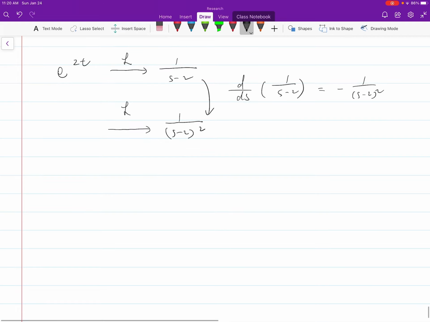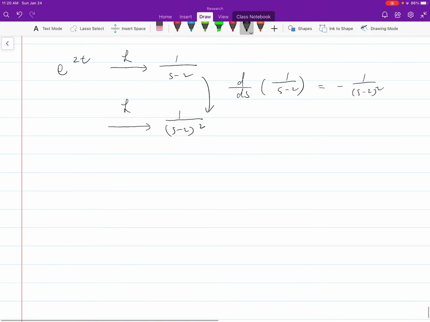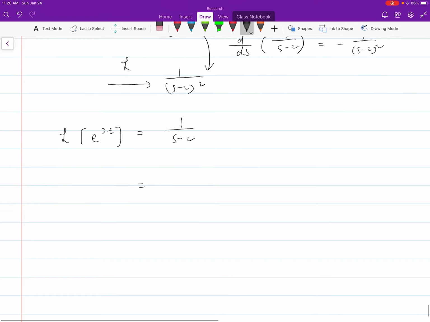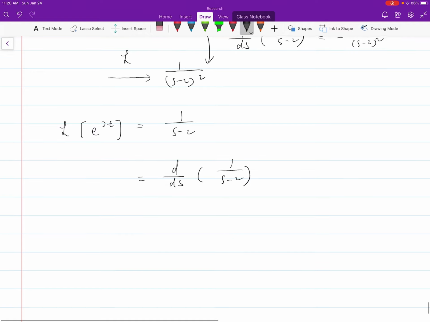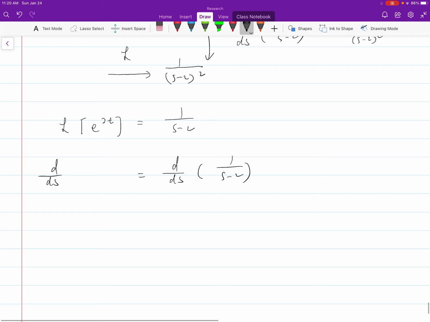Okay. Now, what's going to happen if you take the derivative on this side? That means you have to take the derivative on the other side, right? Because L of e to the 2t equals 1 over s minus 2. And if you want to get 1 over (s minus 2) squared, you have to take the derivative with respect to s. Then you have to take the derivative on both sides in order for them to be the same. Now the question is, how will this change the function inside? That's what you want, okay?